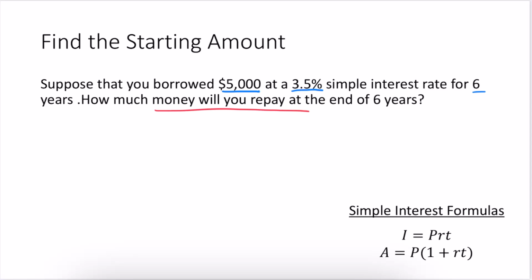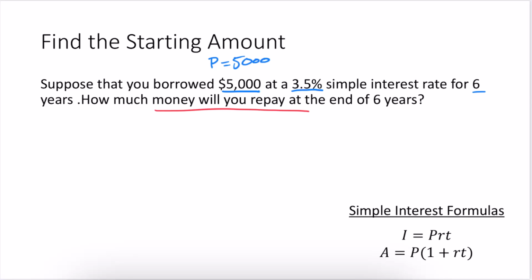So if I identify what variables the information they gave me are, I can say, okay, well, I know that P is going to be 5,000 because I initially borrowed $5,000. So when I pay it back, I'm going to have to pay back $5,000 as well as some additional money to pay for the interest. So P is my initial amount.